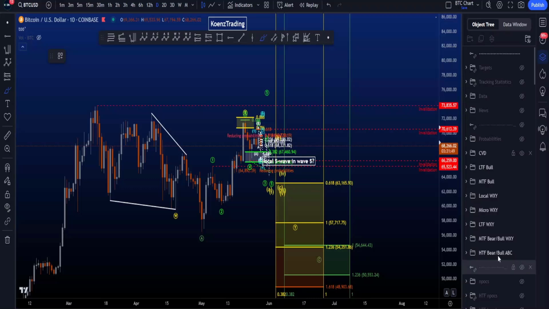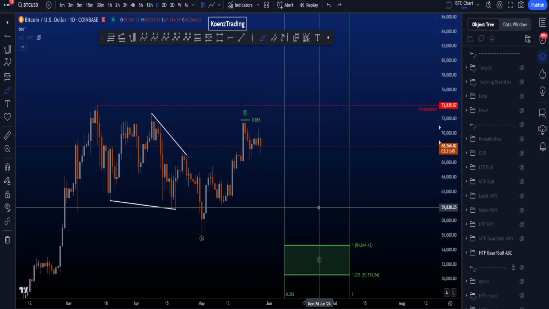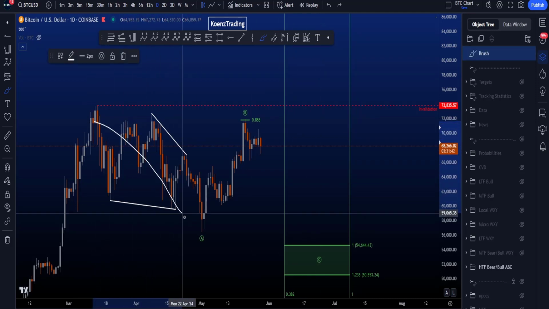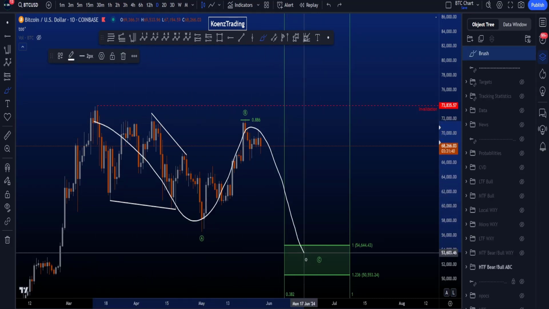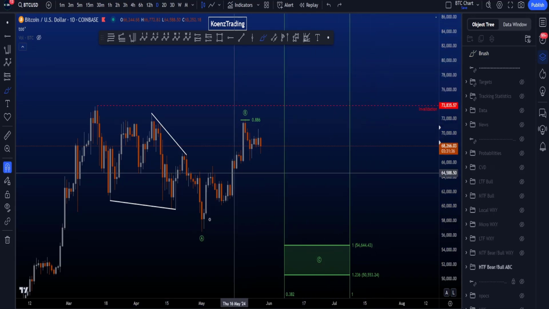Hi everyone, let's go over my bullish and bearish Elliott wave scenarios on Bitcoin, starting with the two bearish scenarios on the daily time frame, where the first one is a zigzag to the downside in a wave ABC, after which we expect continuation to the upside.